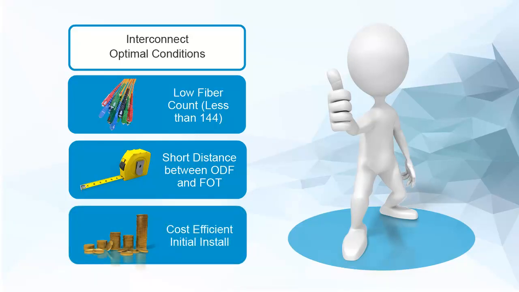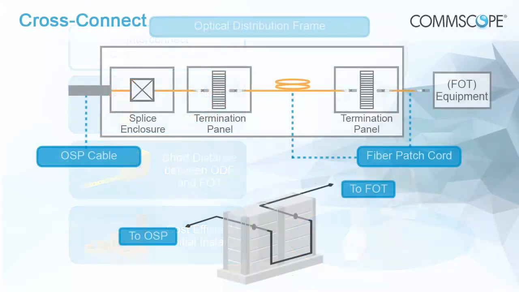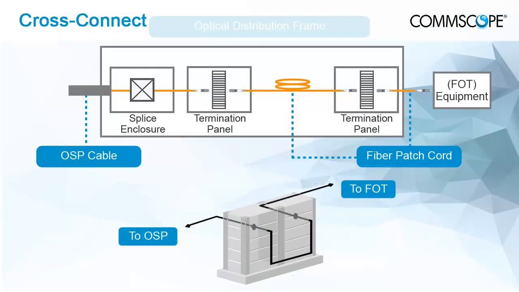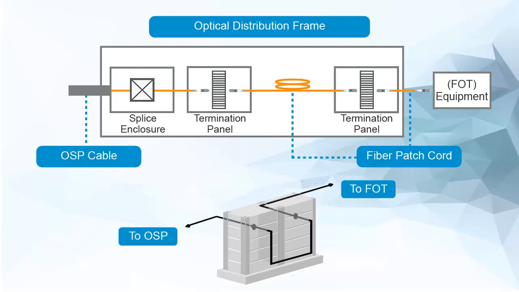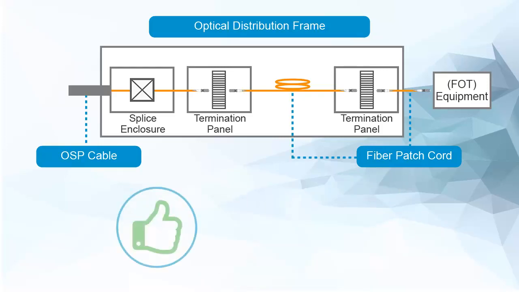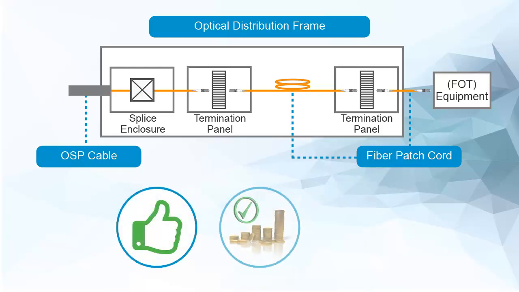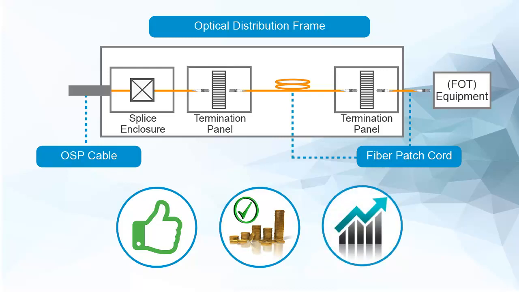Interconnect can also be more cost-efficient in initial installation, requiring a minimum amount of equipment and floor space. But the more the network changes, the more desirable a cross-connect architecture becomes. A cross-connect ODF architecture provides a dedicated termination point for both the OSP fibers and the FOT equipment fibers. The OSP and FOT fibers are connected via a cross-connect patch cord routed between the two ports on the front of the ODF.